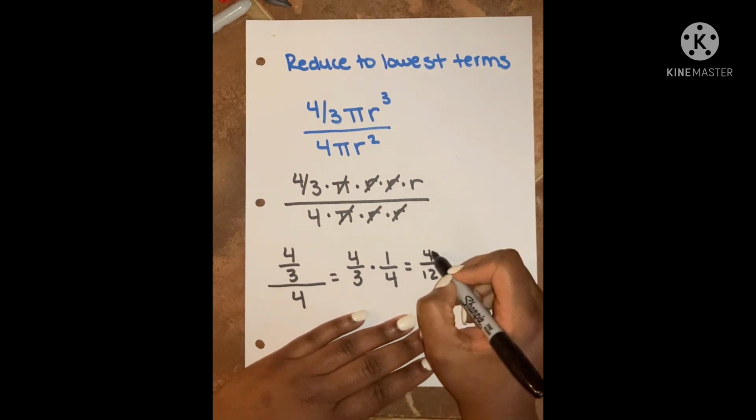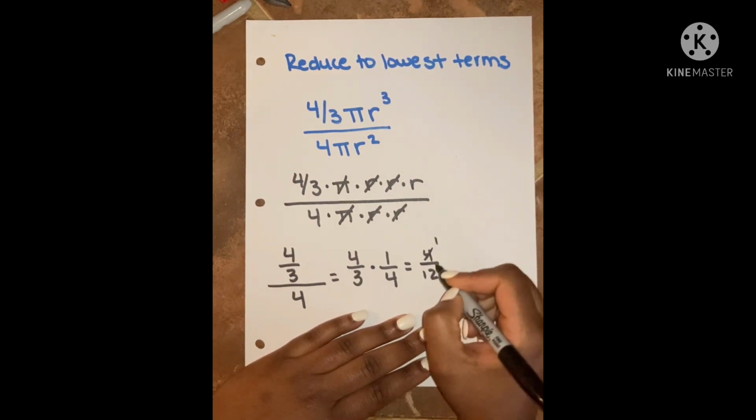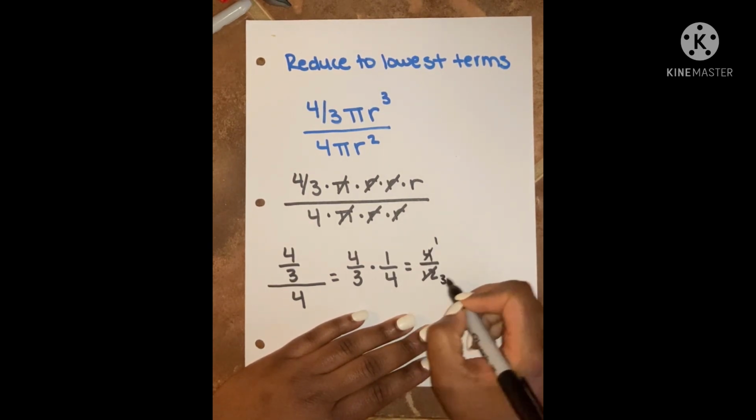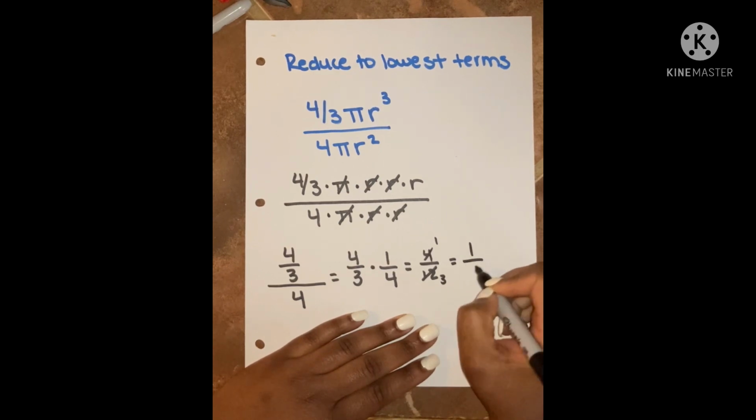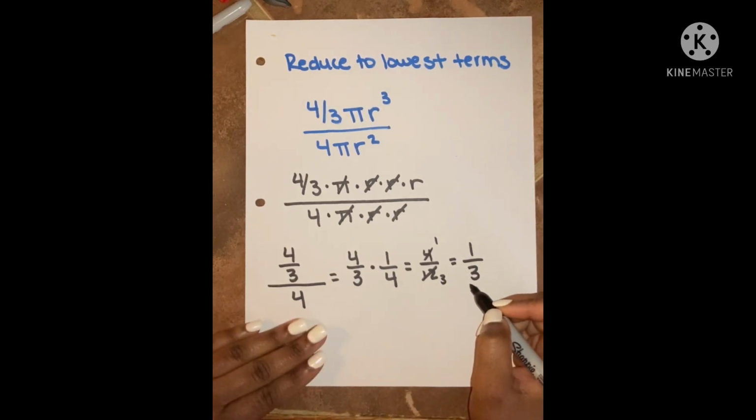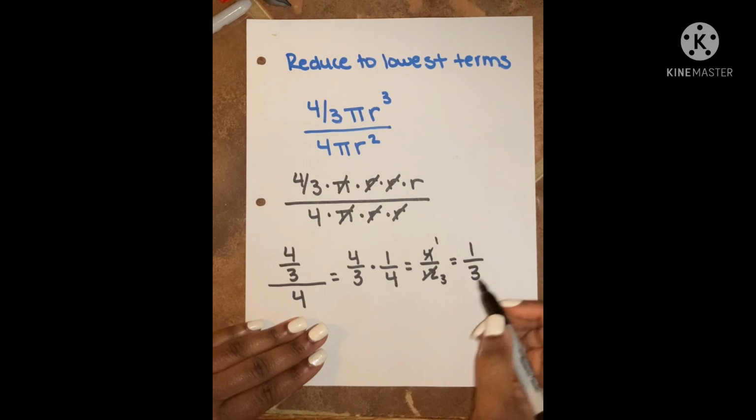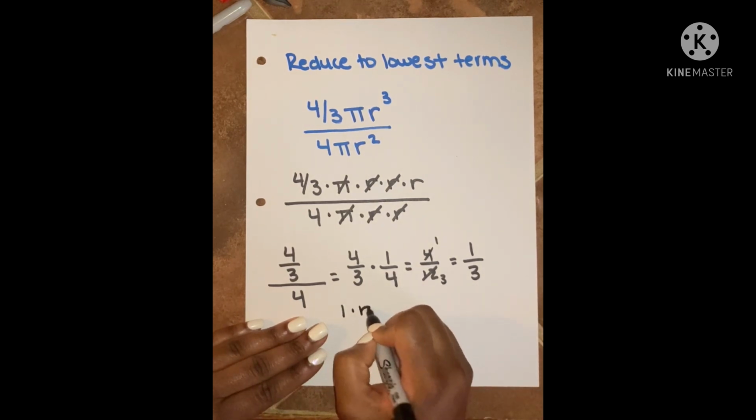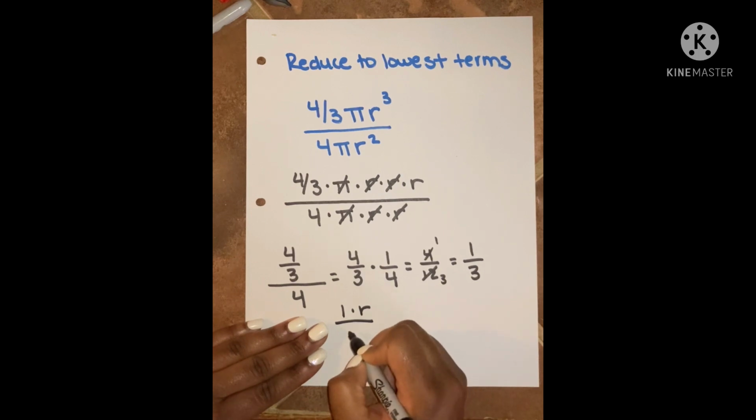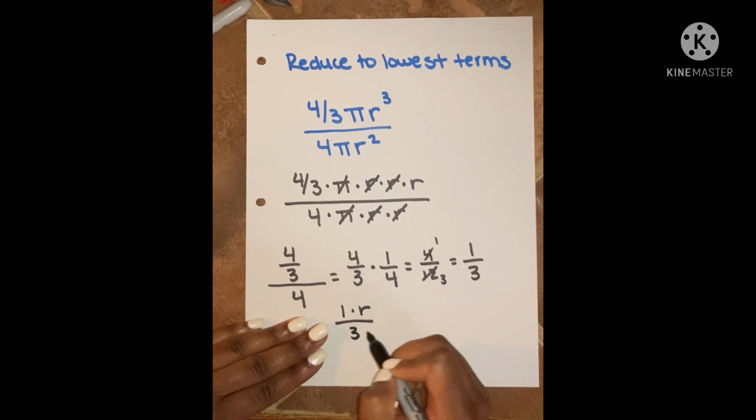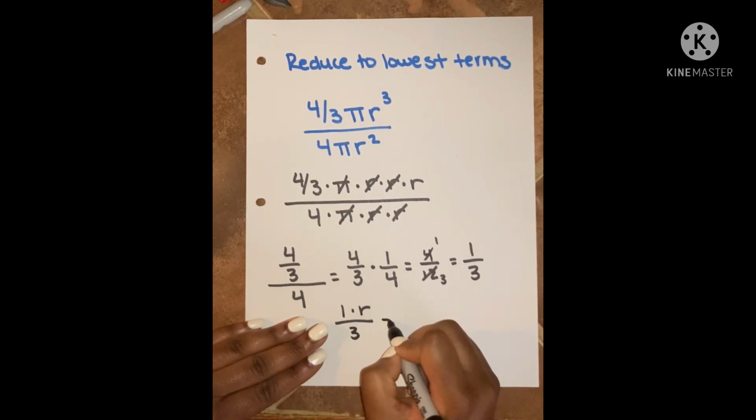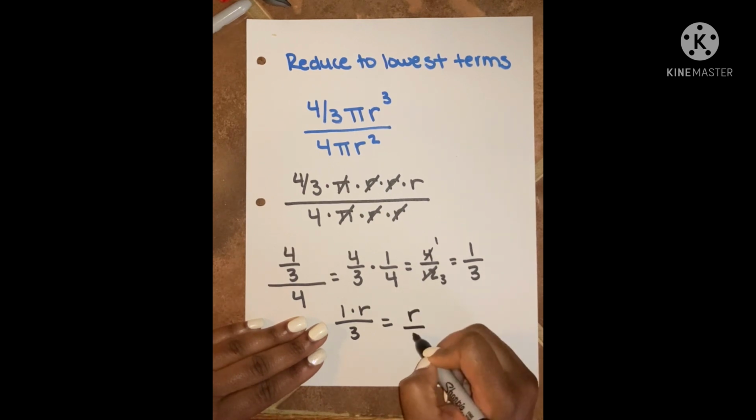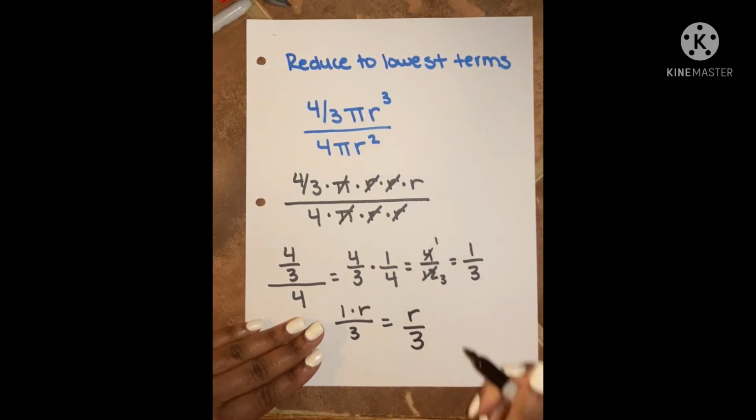And we can simplify. 4 goes into 4 one time. 4 goes into 12 3 times. So it simplifies into 1/3. So we have 1 times r divided by 3, which is equal to our answer, which is r over 3.